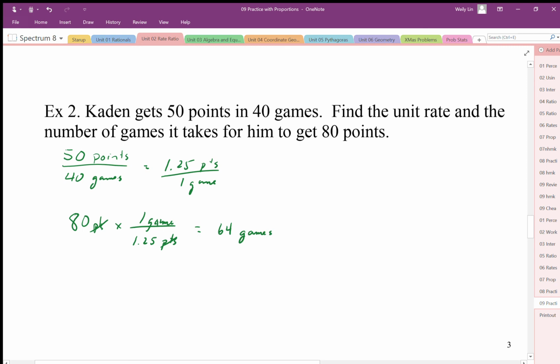And some of you may have known that you want to divide by the number of points. Well, again, this makes sure we're clear that it's going to be divide by 1.25 points.